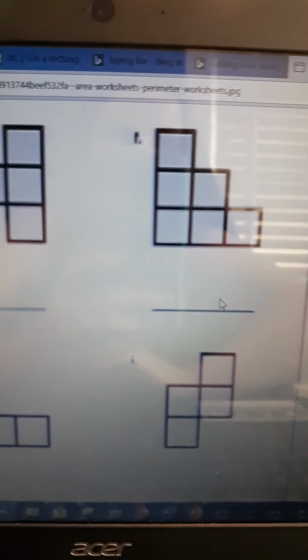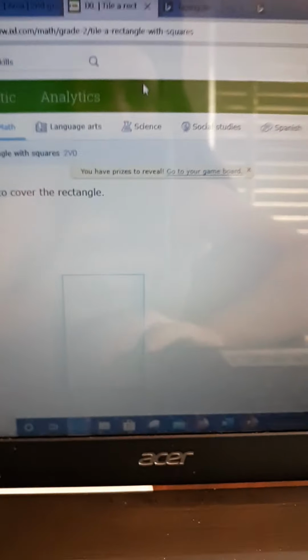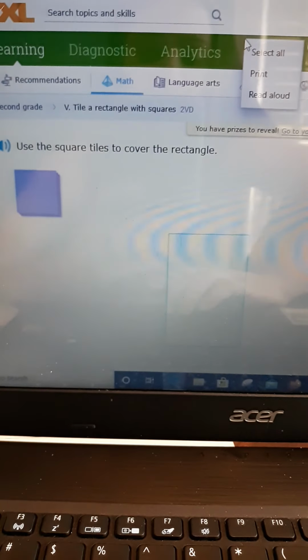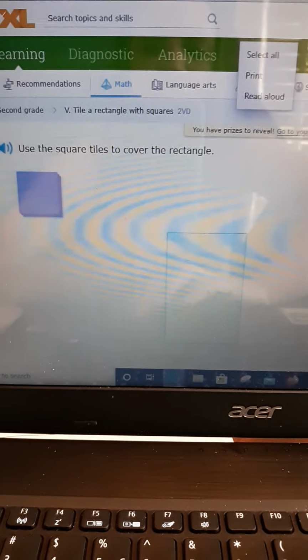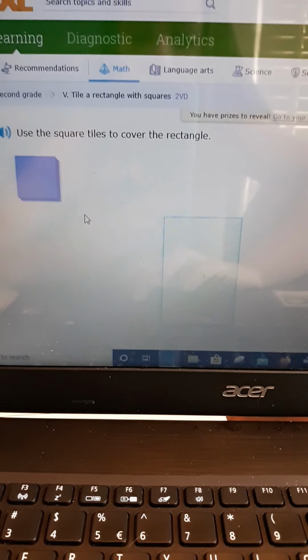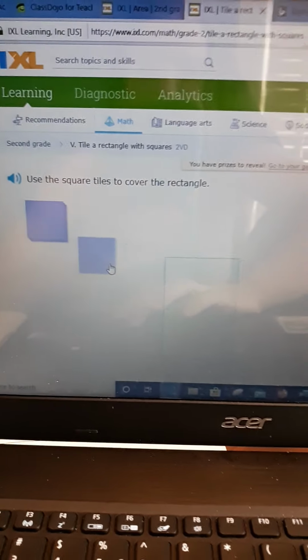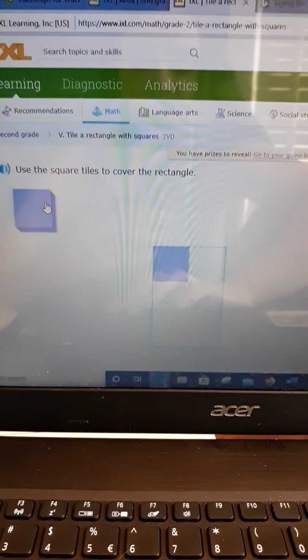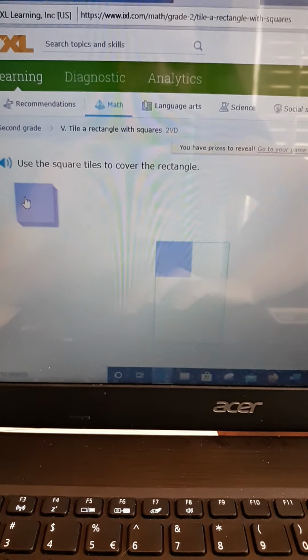area. Okay, now on your IXL, I have an example pulled up for you. You're going to use the square tiles to cover your rectangle. And I only want you to do about 5 of these because these are very time consuming because you're taking the tiles, you're clicking them and dragging them. Okay, and you're setting them in there to see how many square tiles it would take. Kind of like as if you're laying tile on the flooring.